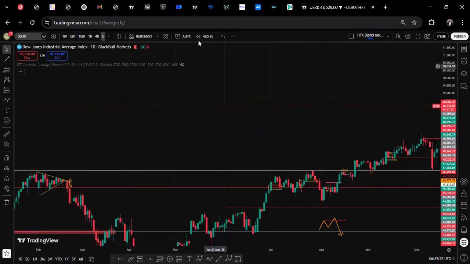Let's see. So I'm just showing the power of having a very good trend line. What would be your entry point?